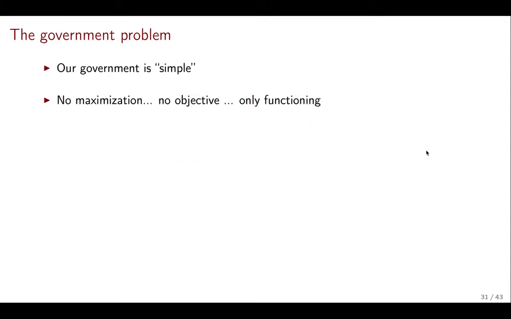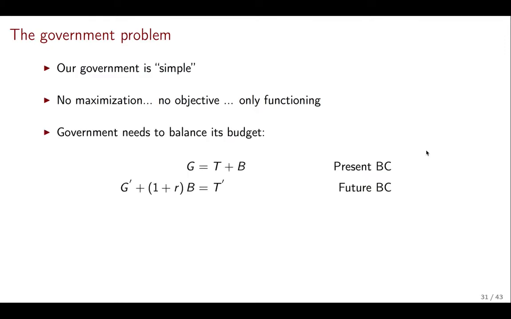So our government has no maximization and no objective. It only functions. What we want is to take the actions of the government as exogenous so that we can later arbitrarily change them. Thinking, what if the government were to issue more debt? What if the government were to increase taxes or reduce government spending? All those what ifs are exactly the type of shocks or events we're interested in.